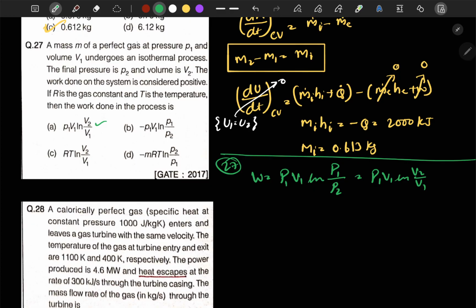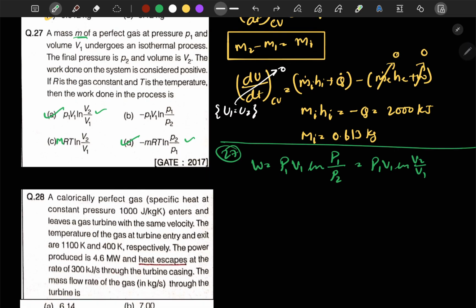Now if we look at the other options, this option is also correct, but they mentioned mass m here, so there should be mass m. This should also be correct because of mRT ln p2 by p1. If not for the minus sign it should be p1 by p2, but since it is minus sign, both A and D should be correct.